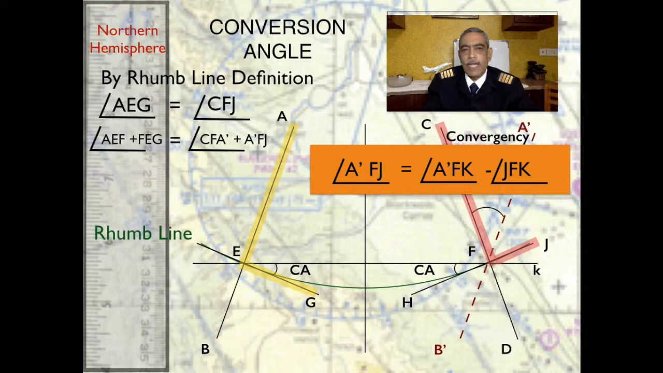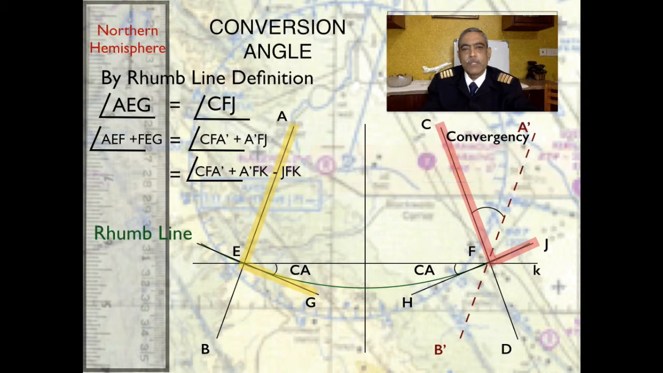Now, since we already derived an expression for A dash FJ, we can replace this expression, which is what I have done. So I replace this A dash FJ with A dash FK minus JFK. So now angle AEF plus angle FEG equal to CFA dash plus A dash FK minus J dash FK.